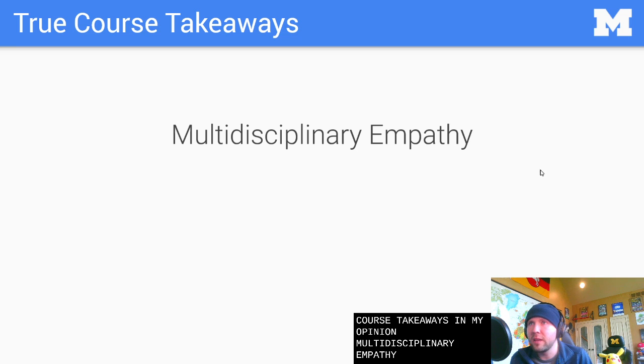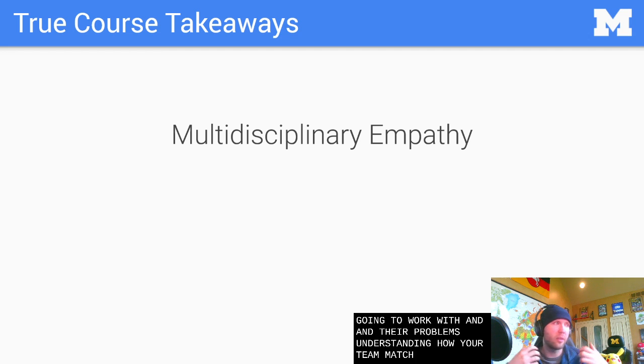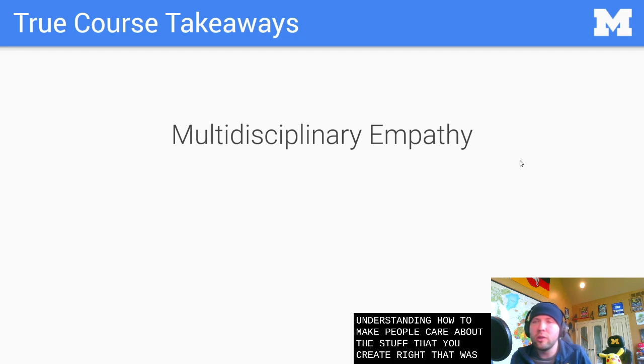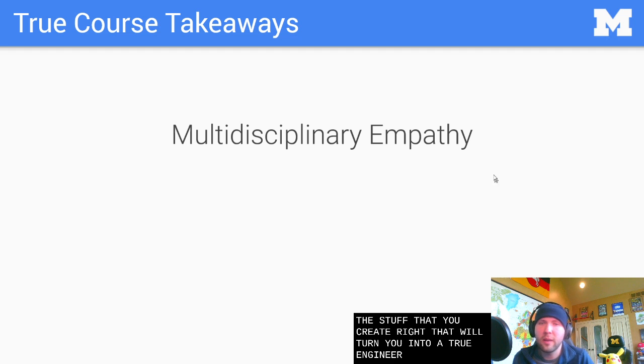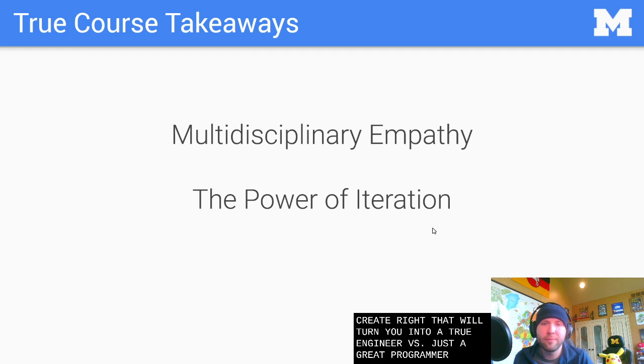So here are the true course takeaways, in my opinion. Multidisciplinary empathy. The idea that you are engineers, or at least you are great programmers, but to become a great engineer, you need to understand the context that your systems survive in. And that means understanding the artists you're going to work with, understanding the business people you're going to work with and their problems, understanding how your team manages to get its resources, understanding how to make people care about the stuff that you create, right? That will turn you into a true engineer versus just a great programmer, okay?